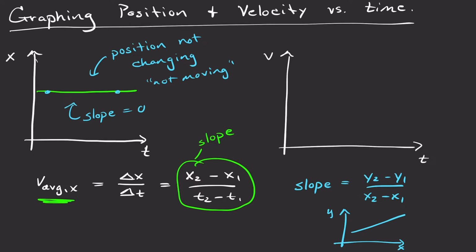Okay, so if the slope of our position versus time graph is 0, then that means that our velocity should also be 0. Okay, and since the slope is 0 everywhere, the velocity should be 0 everywhere. And this should make sense because if your velocity is 0, this means you are, again, not moving. And that's exactly what we said was going on in our position versus time graph. So let's do another one.